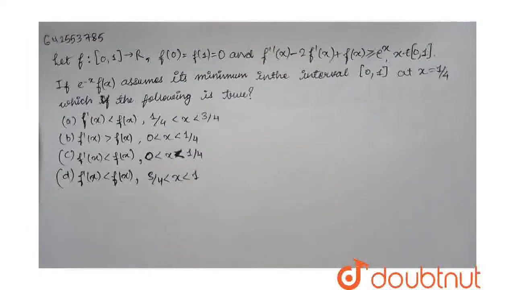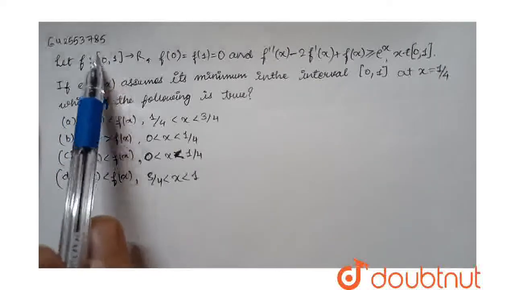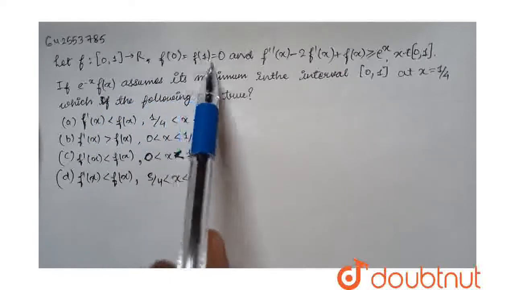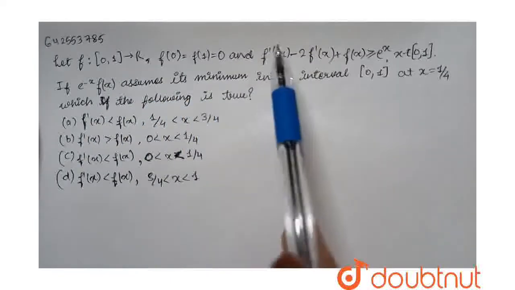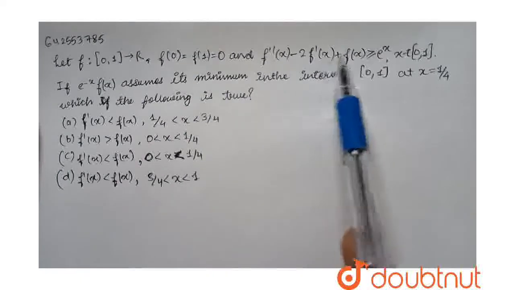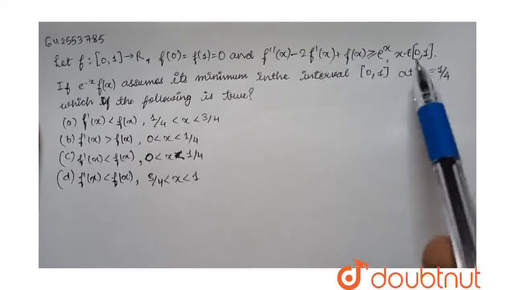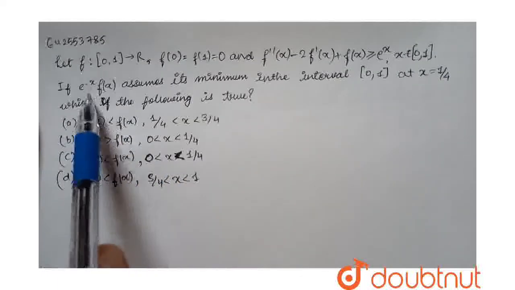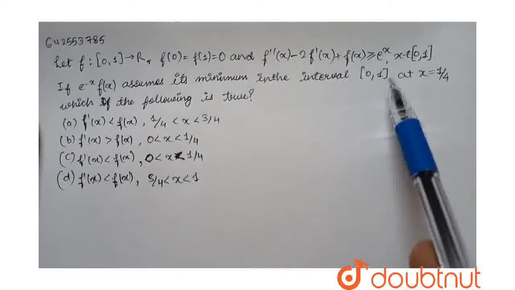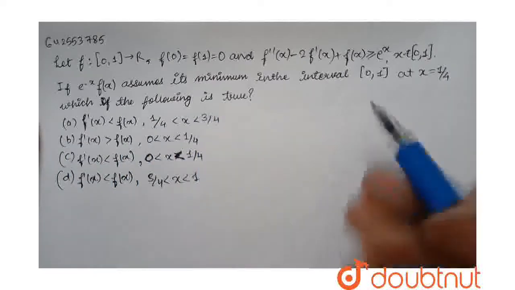Hey guys, now we are going to solve this question. So the question says, let f be a function defined from [0, 1] to R. f of 0 is equal to f of 1 is equal to 0, and f double derivative of x minus 2 times single derivative of f of x plus f of x is greater than or equal to e power x for x belonging to [0, 1]. If e power minus x f of x assumes its minimum value in the interval [0, 1] at x equal to 1 by 4, which of the following is true?